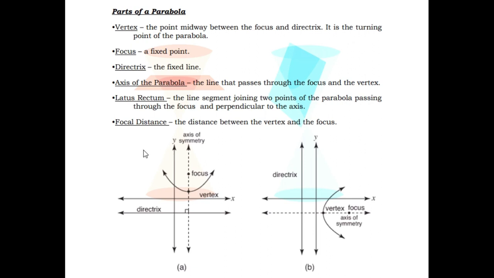Next is the latus rectum. The latus rectum is the line segment joining 2 points of the parabola passing through the focus and perpendicular to the axis. So if we draw a perpendicular line that passes through this focus, it is called the latus rectum. Now the focal distance. The focal distance is the distance between the vertex and the focus. So again, the distance between the vertex and the focus is the focal distance.